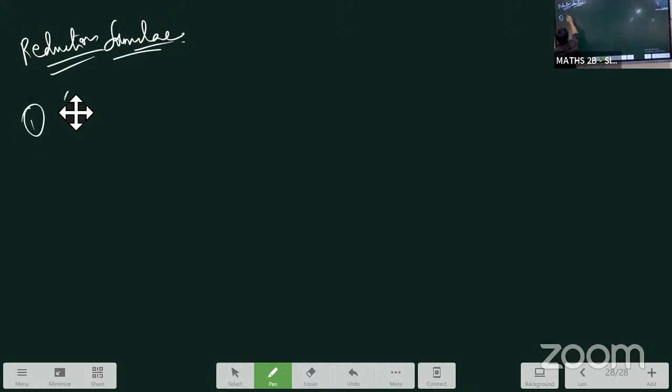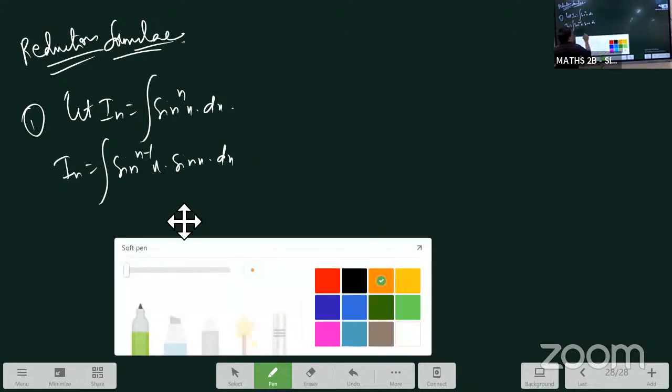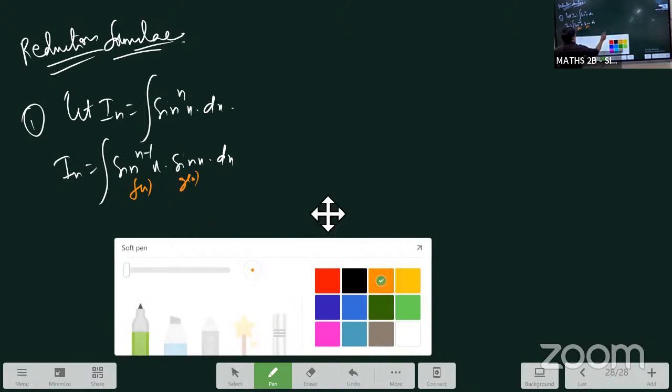First, let In be equal to integration of sine power n x dx. Then In is equal to integration of sine power n minus 1 x into sine x. I'm splitting the power. Power n is there, no? You write it as n minus 1 and plus 1. When bases are equal, add powers. n minus 1 plus 1 is again sine power n x. Now this is your f of x, and this is your g of x.